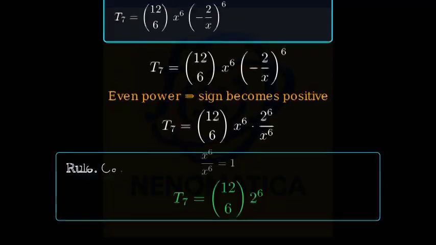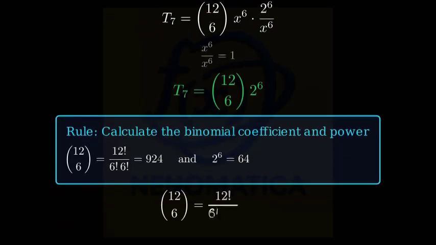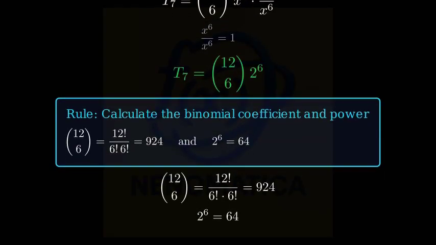Step 4. Compute the binomial coefficient and the power. 12 choose 6 equals 12 factorial over 6 factorial times 6 factorial, which is 924. And 2 to the 6 is 64.